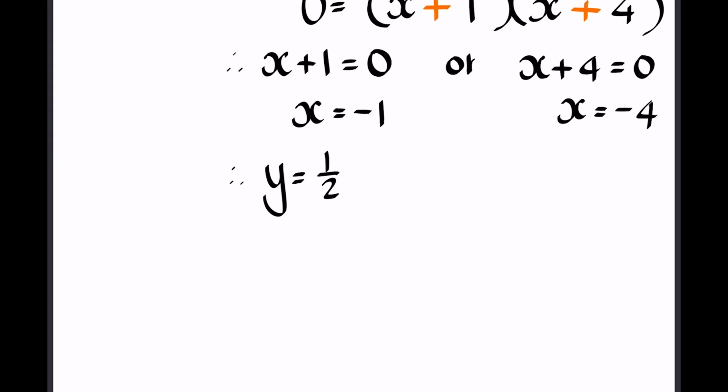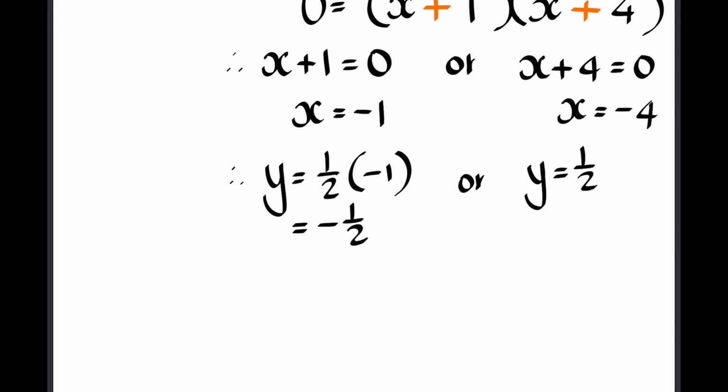So therefore, y is equal to, I'll take the easier equation, which is a half x. So a half, in place of the x, I'm going to put minus 1. So that means that y is equal to negative a half. Or y is equal to, the easier of the two equations is a half x. So in place of the x, I put the x value of minus 4. A half times minus 4 is negative 2.